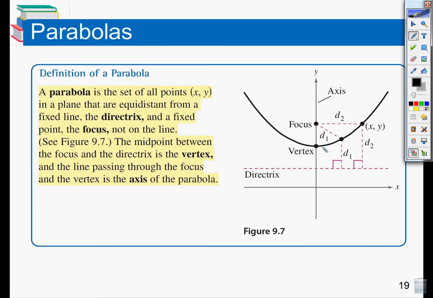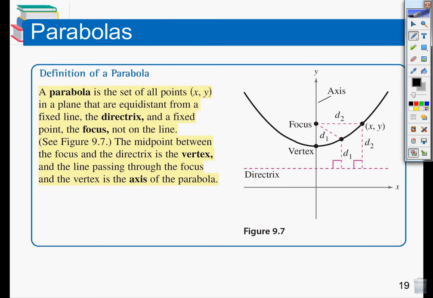And we would define a parabola in this setting as a set of points that is equidistant from both the directrix and the focus. So wherever this line travels, it will always be the same distance from here as it is from this line down here.